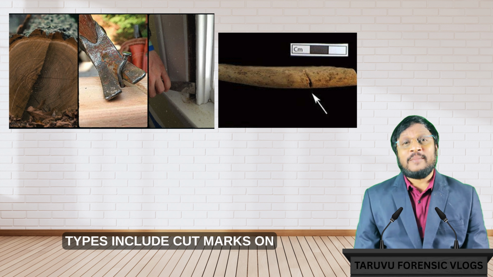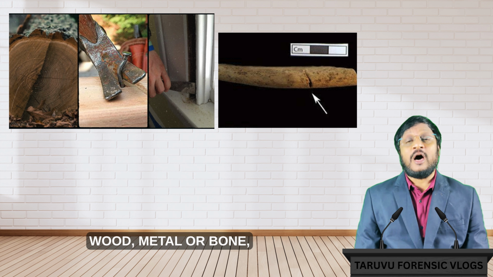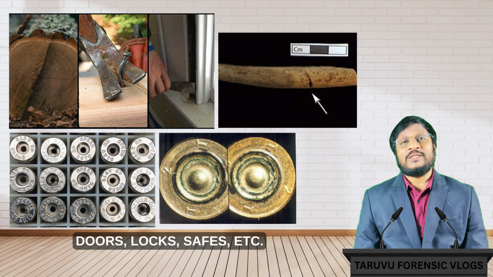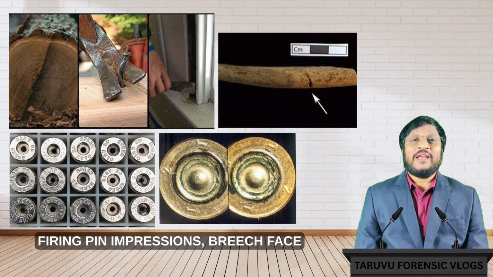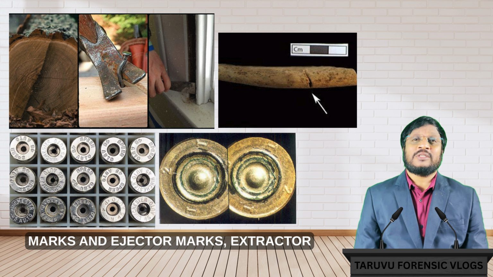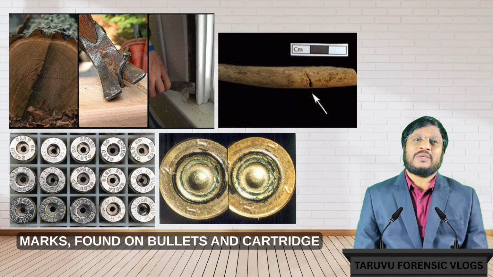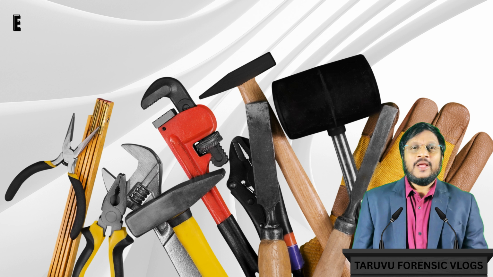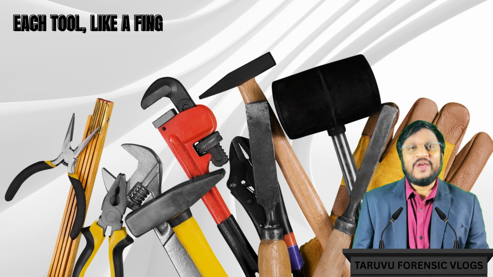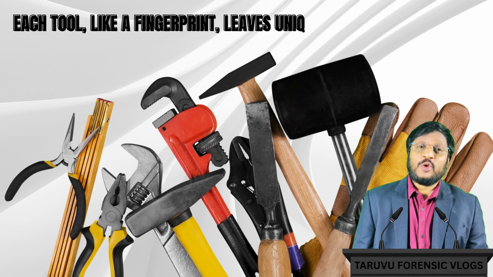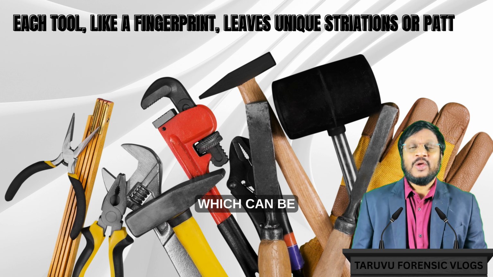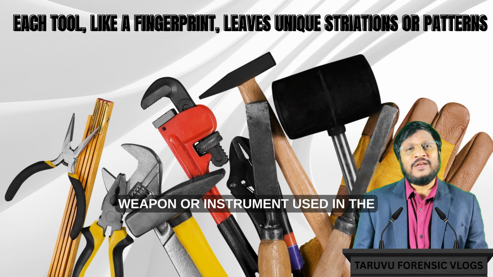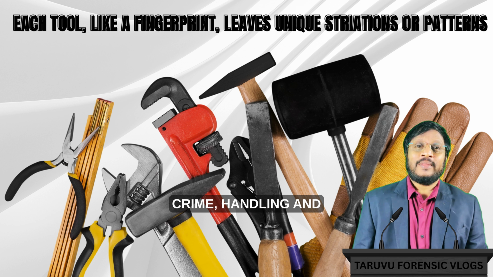Types include cut marks on wood, metal, or bone, spray or wrench marks on doors, locks, safes, etc., firing pin impressions, breech face marks, and ejector marks, extractor marks found on bullets and cartridge cases, etc. Each tool, like a fingerprint, leaves unique striations or patterns, which can be matched back to the specific weapon or instrument used in the crime.